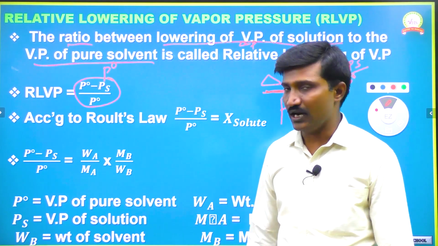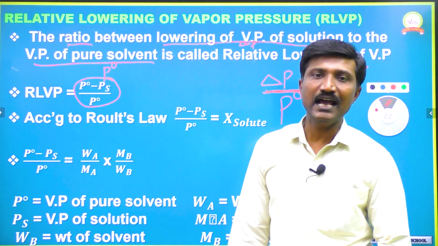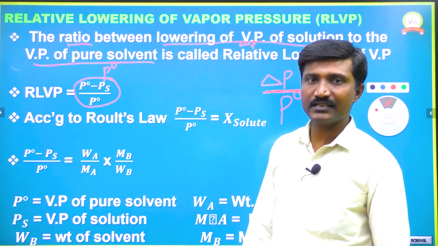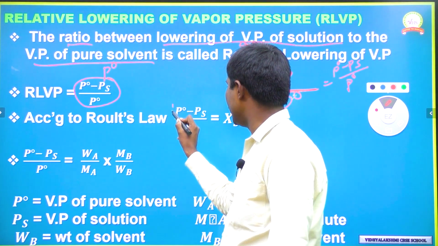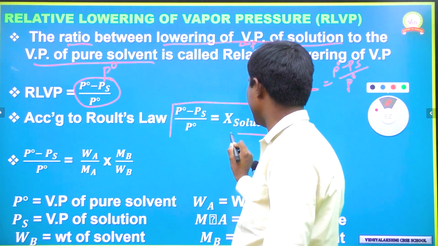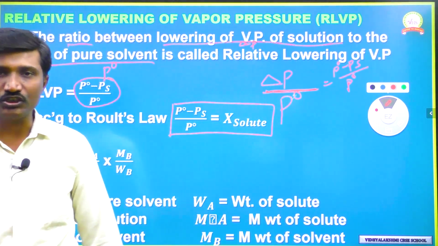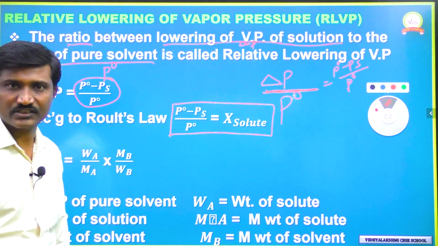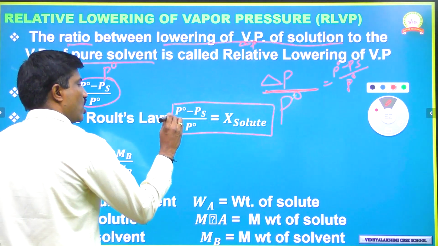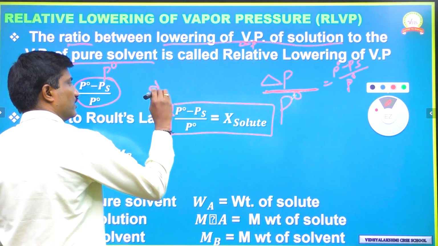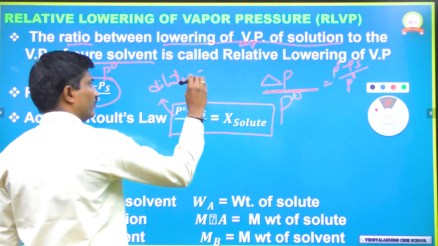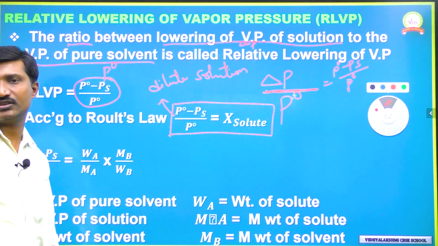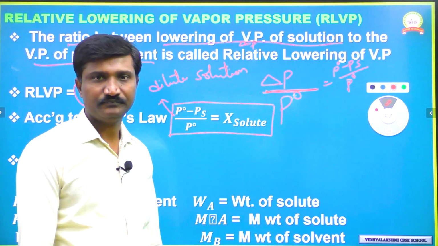According to Raoult's law, for a dilute solution which has a non-volatile solute, the relative lowering of vapor pressure, that is P0 minus PS by P0, is equal to the mole fraction of solute. This law is applicable only for dilute solutions. What does dilute solution mean? The quantity of the solute is very small compared to the solvent quantity.